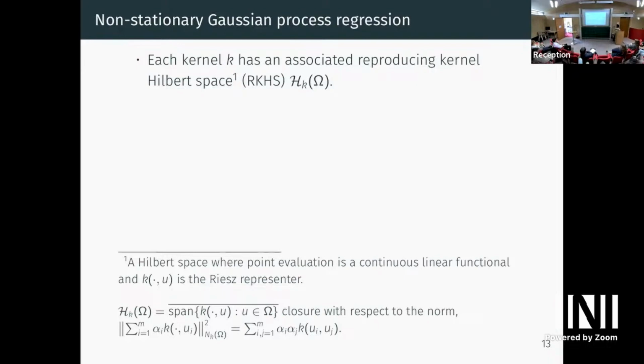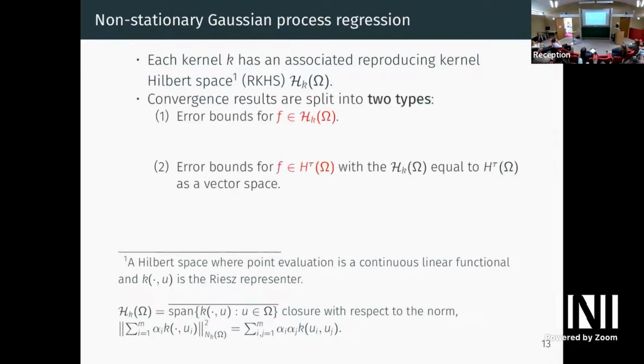The results for the non-stationary Gaussian process regression, we split into two types. We either have error bounds where the function f that we're trying to recover is in this reproducing kernel space, or we have error bounds where the function f is in some Sobolev space, and we can show that the reproducing kernel space for the kernel K is actually equivalent to the Sobolev space as a vector space. They both have their pros and cons.